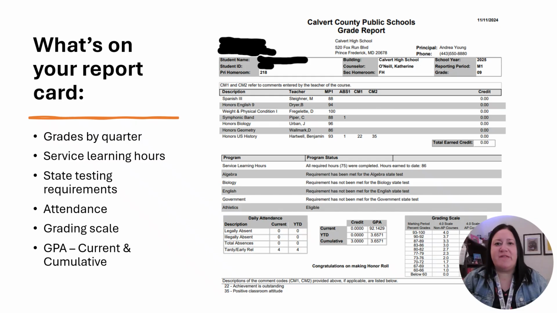So teachers, this is your cue. If you haven't already passed out paper report cards to your advisory students, please take a moment to do that. Because students, I think it's really helpful if you have your report card in front of you as I talk you through what you can see on it.